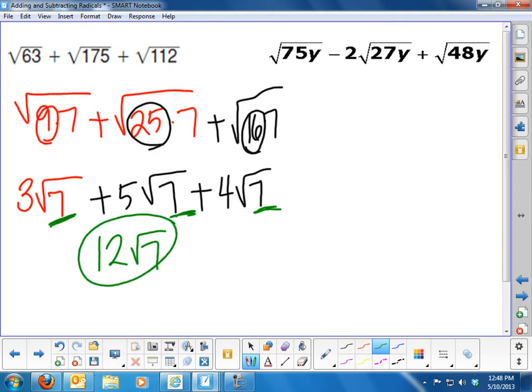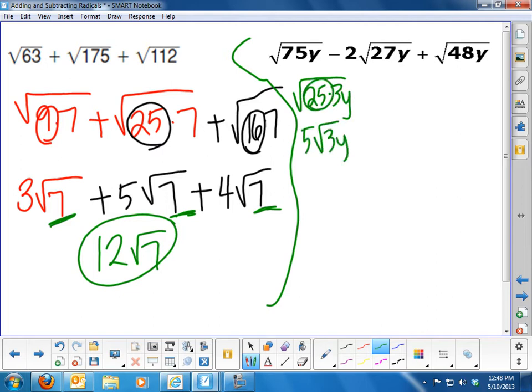Okay, the next example, square root of 75y. That's going to be 25 times 3y. 25 is my perfect square, so I have 5 square roots of 3y minus, now how do I simplify 27y? That's 9 times 3y. The 9 is my perfect square, so I bring out a 3. When I bring a 3 out, notice how I already have a 2 in the front. So those get multiplied together, right? So I have 2 times 3, which is 6 square roots of 3y.